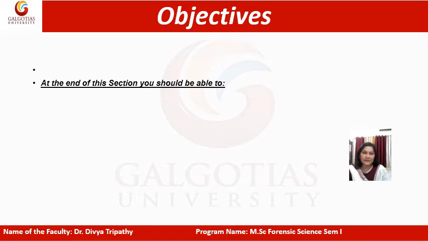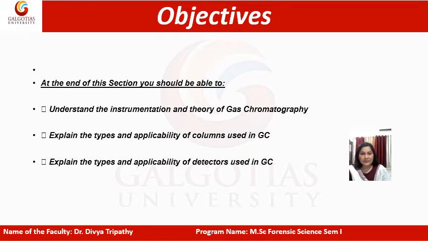At the end of this session, you will be able to understand the instrumentation and theory of gas chromatography. You will be able to explain the different types of columns used in the gas chromatography instrument as well as their applicability. And finally, you will be able to explain the types and applicability of detectors used in gas chromatography, which is based on the type of solutes that have to be separated and identified using the gas chromatography instrument.